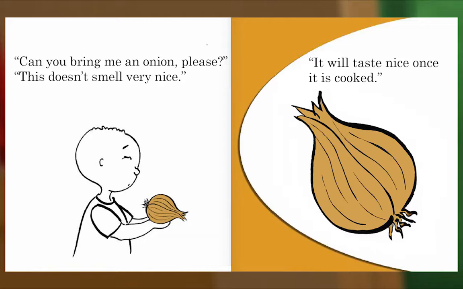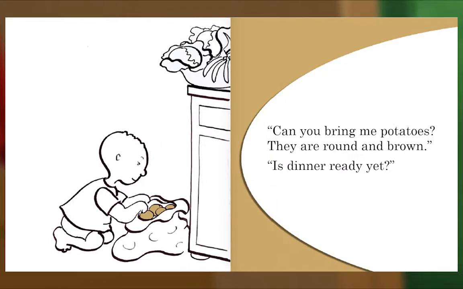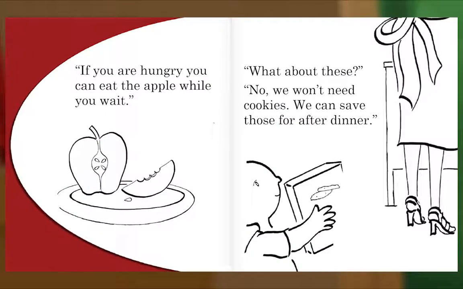Can you bring me an onion, please? This doesn't smell very nice. It will taste nice once it is cooked. Now I need some tomatoes. No, that is an apple. The tomatoes are also round and red. You will find them in the fridge. Can you bring me potatoes? They are round and brown. Is dinner ready yet? If you are hungry, you can eat the apple while you wait. Well, what about these? No, we won't need cookies. We can save those for after dinner.